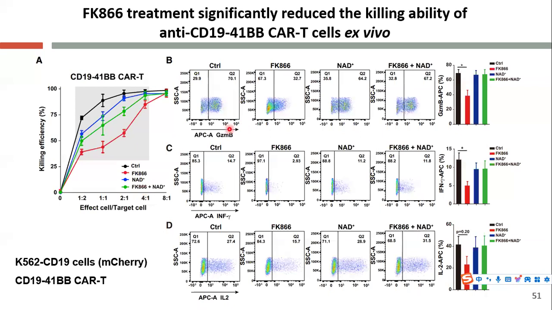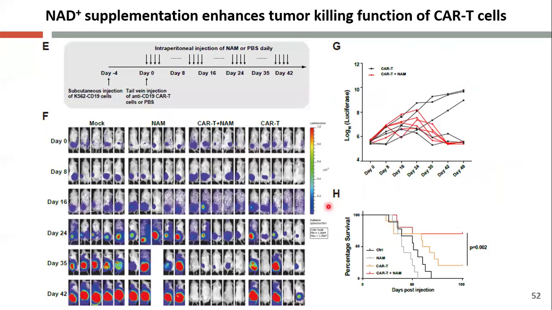And when we look at the key contributors like granzyme B, interferon gamma, and IL-2 production, it also has a very similar shape. The FK treatment can dramatically decrease the production of these key effectors, and the NAD addition can rescue this phenotype. And finally, we wanted to test these findings in vivo. So we used a CAR T model as well as ICB models to test these functions.